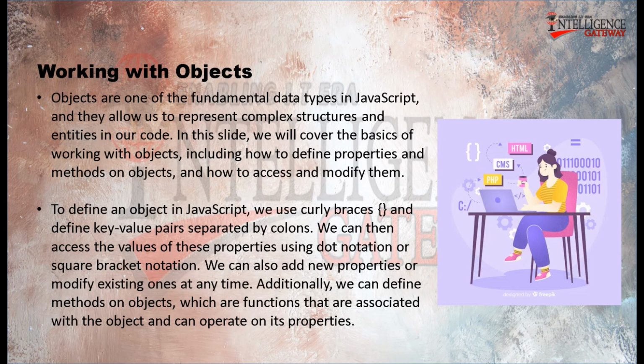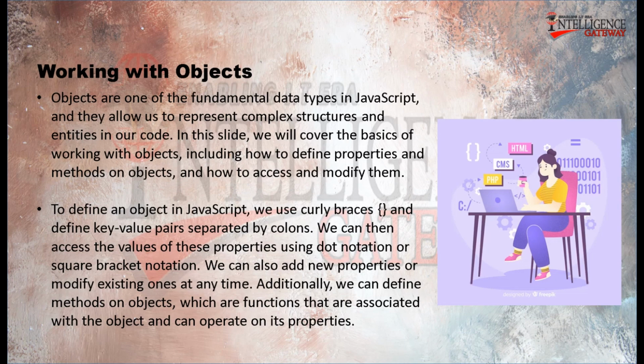To define an object in JavaScript, we use curly braces and define key-value pairs separated by colons. We can then access the values of these properties using dot notation or square bracket notation. We can also add new properties or modify existing ones at any time. Additionally, we can define methods on objects, which are functions that are associated with the object and can operate on its properties.